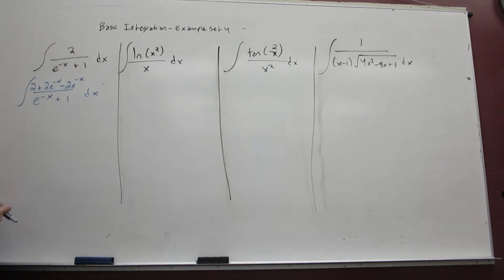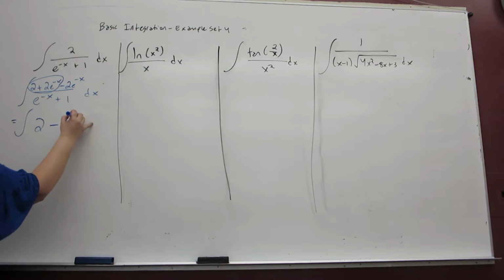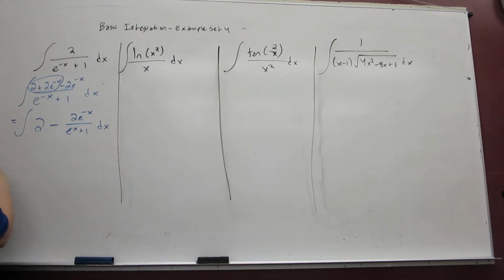Now, why did I choose that term? Well, because now these first two pieces are a multiple of my denominator. So when I divide it out, I'm left with the integral of 2 minus 2e to the negative x over e to the negative x plus 1 dx.